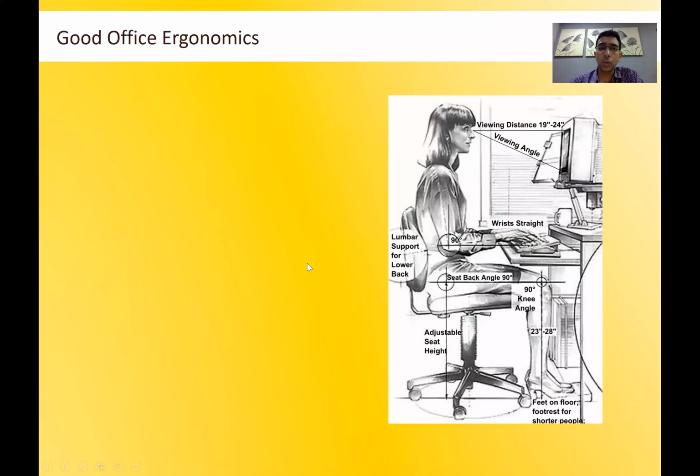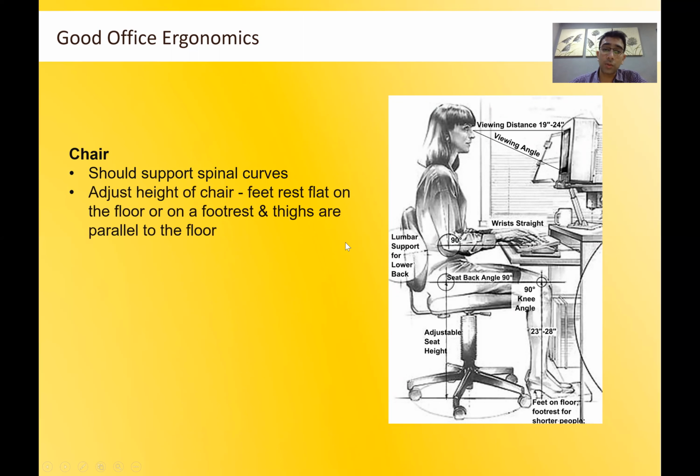Okay, so good office ergonomics, just again to summarize, this is a wonderful diagram here, and I'll mention the points on the side. First, look at the chair. There should be good back support supporting the spinal curves. So the lower back should always be curved forward like this. Next, adjust the height of the chair so that the feet rest flat on the floor or a footrest.